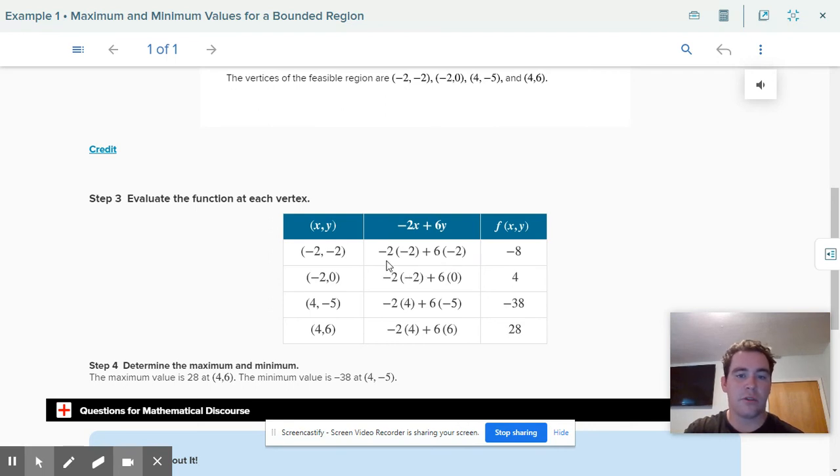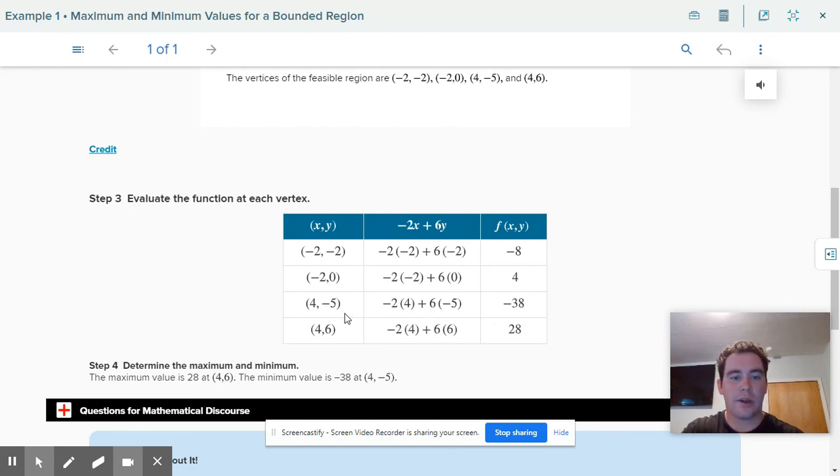What we're going to do here is just plug in our x's and our y's into each one of these functions. For the first row, we have -2, which is the coefficient, times -2, which is our x value in the first one, plus 6 times -2, and we get +4 minus 12, which is -8. For the next one, our x value is -2 and our y value is 0. We substitute those in, same idea. We get -2 times -2 is +4, plus 0, so we get 4.